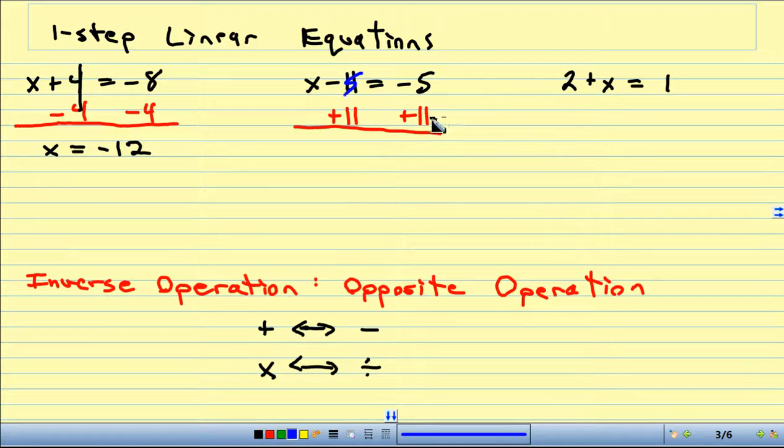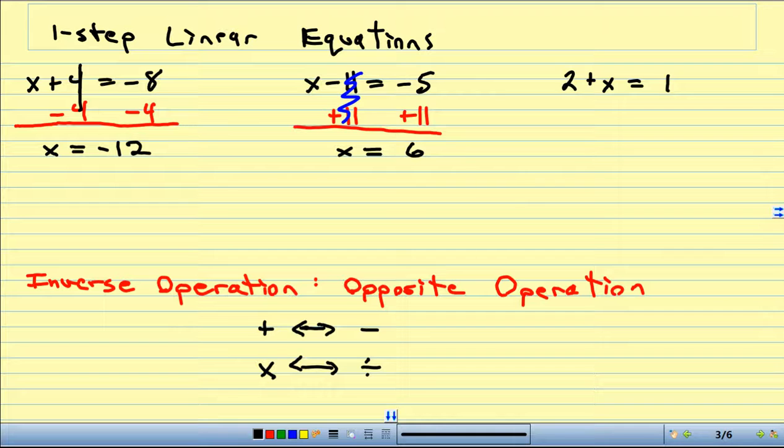And that's going to cancel this out. So I'll be left with x equals, well, I got -5 plus 11. I owe $5, but I have $11. So at the end of the transaction, I'll still have $6 in my pocket. So it's a positive 6.